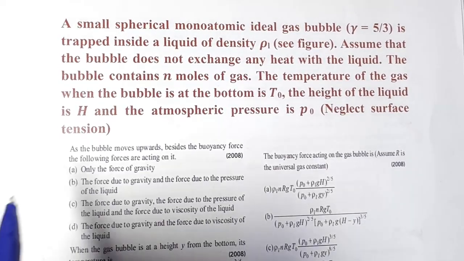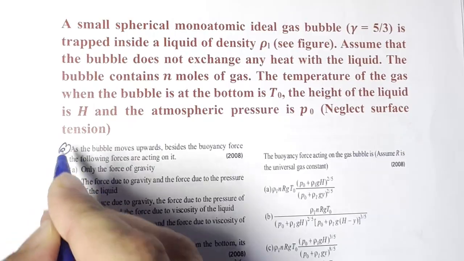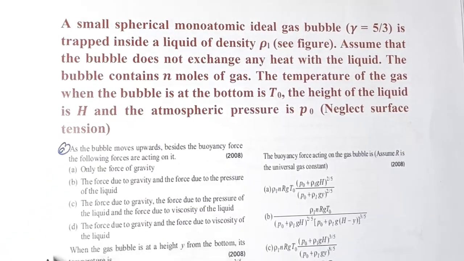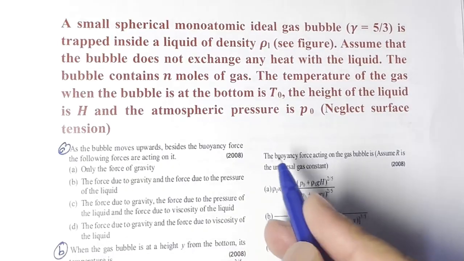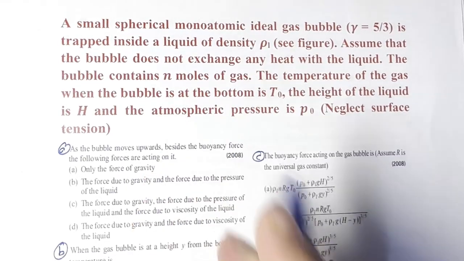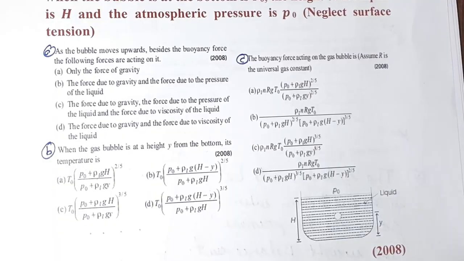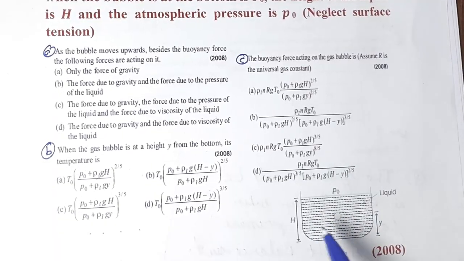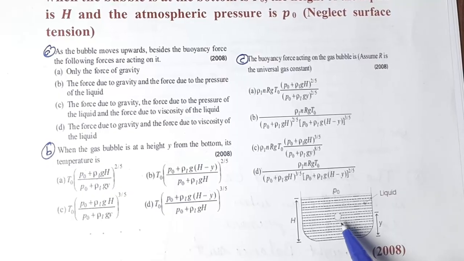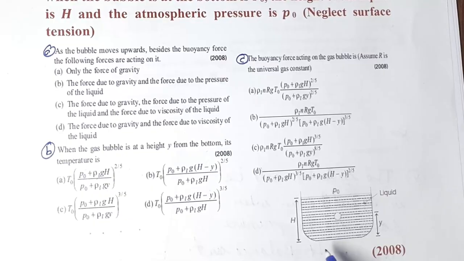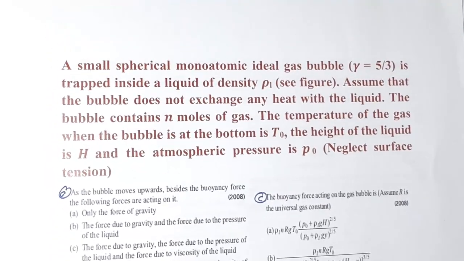So we have these three sub questions based on this main one, and this is the figure. So we have a liquid of height h and a bubble which is at a height y from the bottom of this tank, and P0 is the atmospheric pressure.